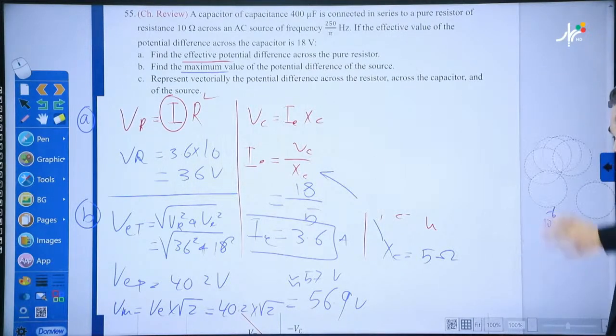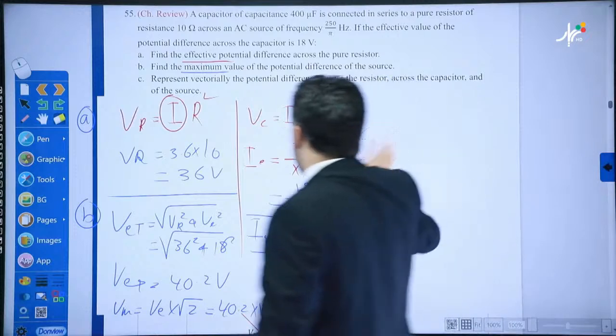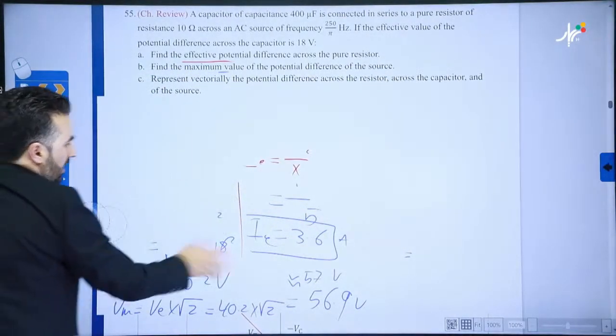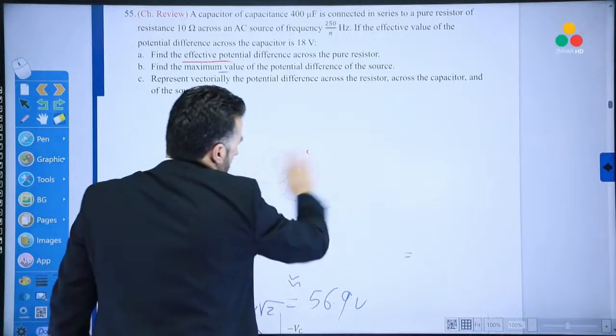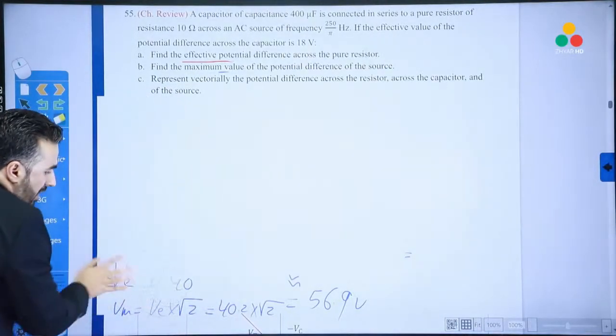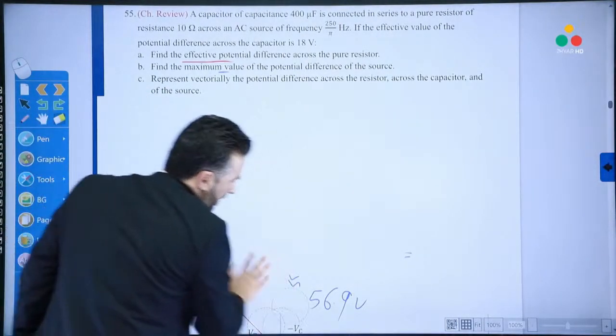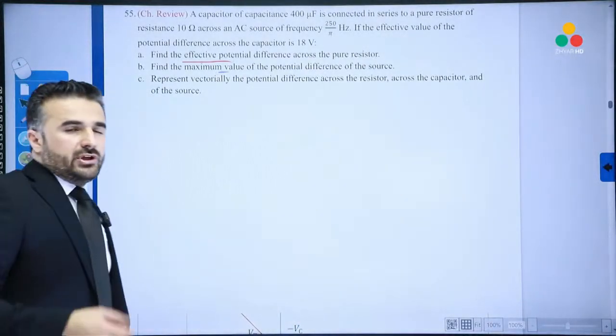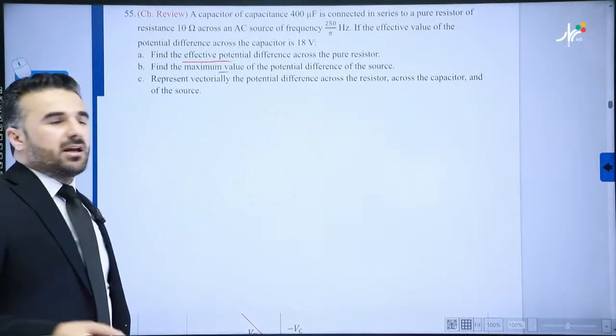Now we do know that across the resistor here, the voltage and the current are in phase. No one leads or lags behind the other one here. So they are in phase. But when it comes to the capacitor here, we do know that the voltage lags and the current leads.